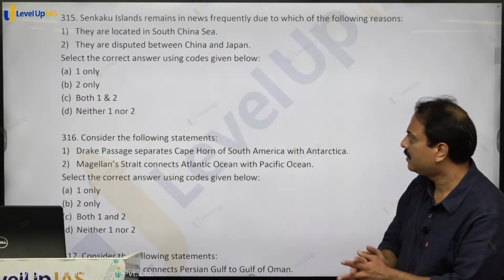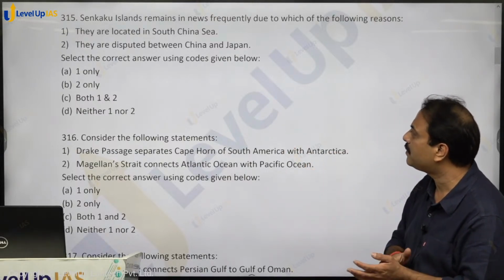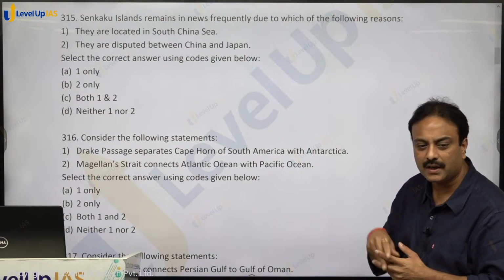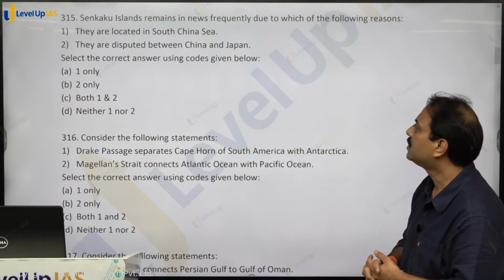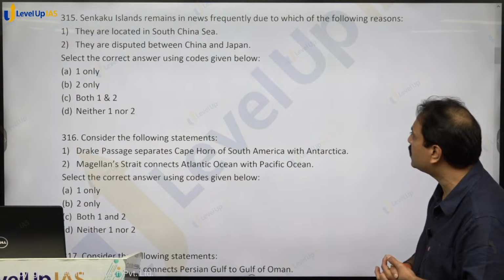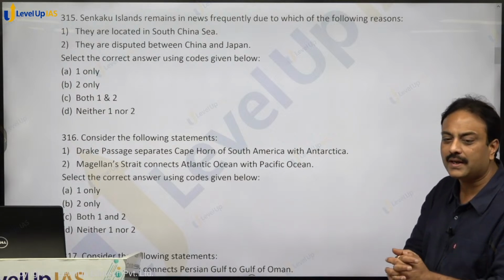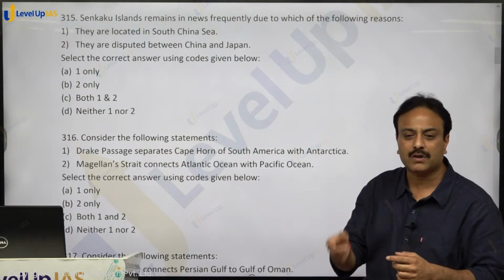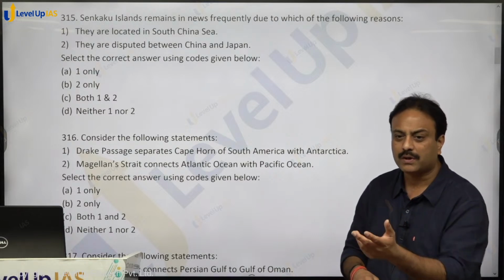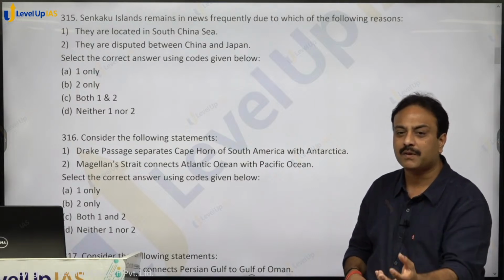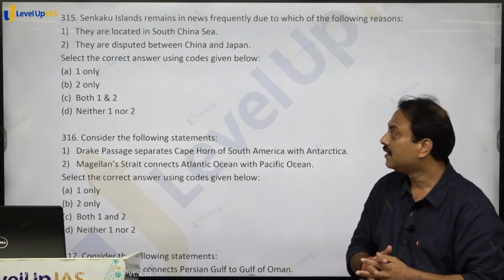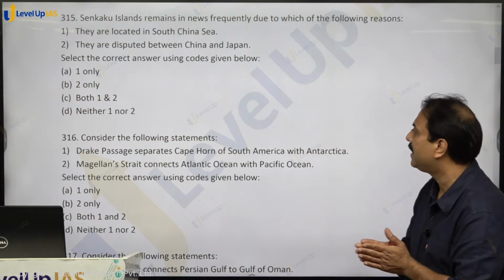Senkaku Island, I don't know why I framed this question again. It was already there in PYQs. Senkaku Islands remain in news frequently due to which of the following reasons? When you keep on coming across the same topics, then you miss out on where you read it, whether in PYQ or in current affairs, right? So it was framed accidentally.